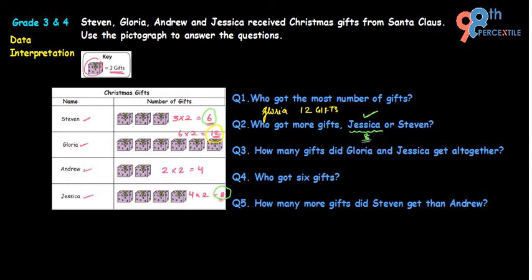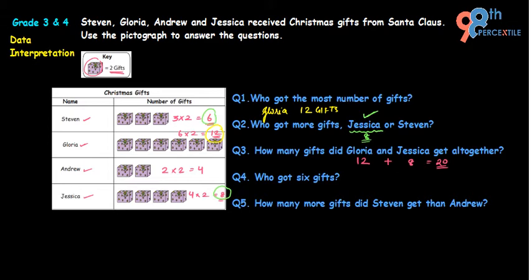Perfect. The next question asks, how many gifts did Gloria and Jessica get all together? Here they want the total quantity of both Jessica and Gloria's gifts combined. Gloria has received a total of 12 gifts, and Jessica has received a total of 8 gifts. If you simply want the combined value, we can add them. So 12 plus 8 gives us 20. Both Gloria and Jessica combined have a total of 20 gifts.